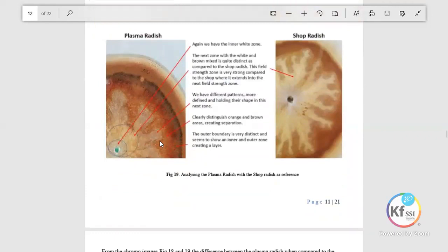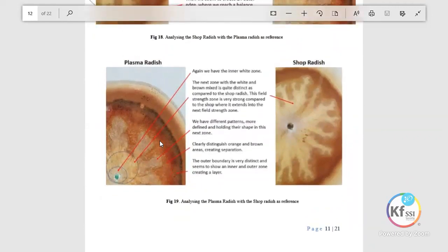And then all I've done here is the reverse. So I analyze the plasma on the left, and I'm just showing the shop radish for visual comparison. So on the plasma radish, it's overall a very different picture. One would assume that they are not of the same plant variety when we analyze them. But here again, on the plasma radish, in the real inner zone there, we have the white zone. And then the next zone, the next blue circle there, we get the same white-brown mix, but it's formed its own unique zone.